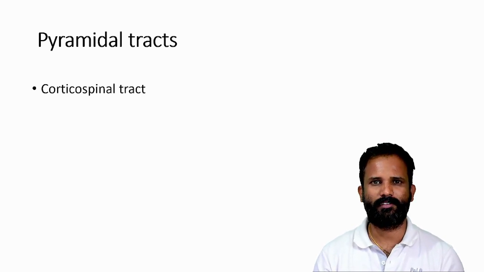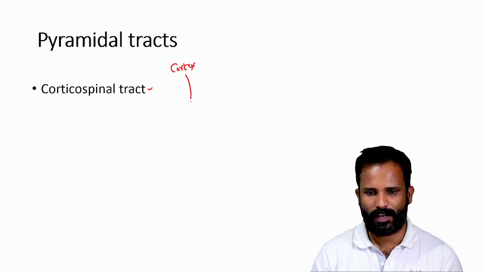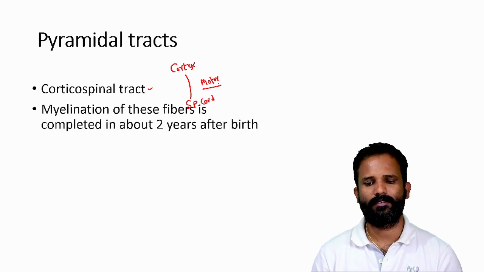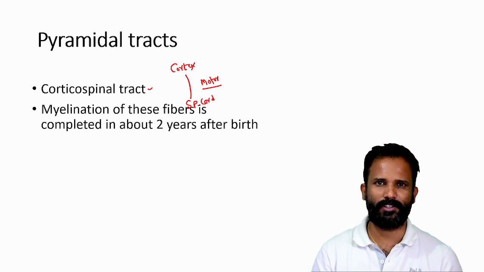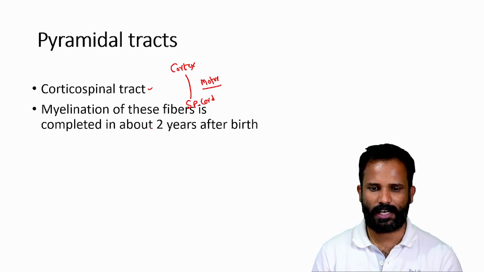So pyramidal tract is also called the corticospinal tract. That means it is extending from the cortex to the spinal cord. So it is carrying the motor information to the spinal cord. And myelination of these fibers will be completed by 2 years after birth.